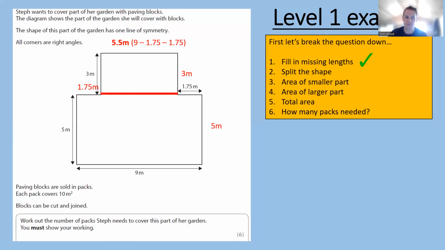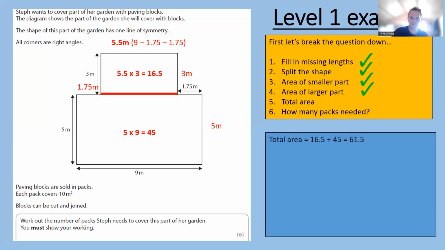I'm then going to split my shape. So I'm going to draw a nice line across here, and I need to find the area of my smaller part. So this is going to be my 5.5 times 3. So here and here, and this is going to be the area of this rectangle. Area of the bottom part, okay, well, that's got a base length of 9 and a height of 5, so I'm going to multiply these together as well, get 45 there. Total area, let's put them together. So that's going to be 61.5.